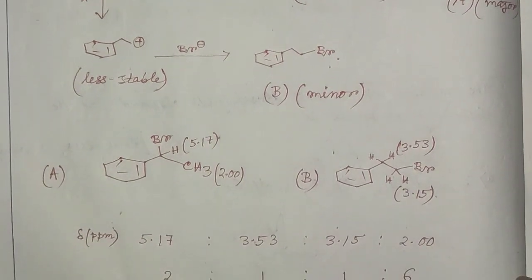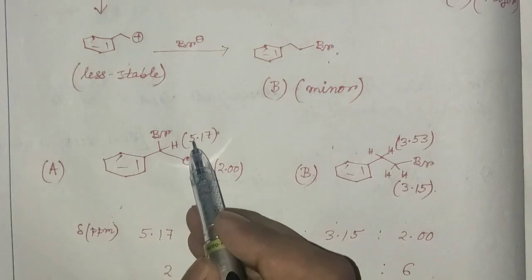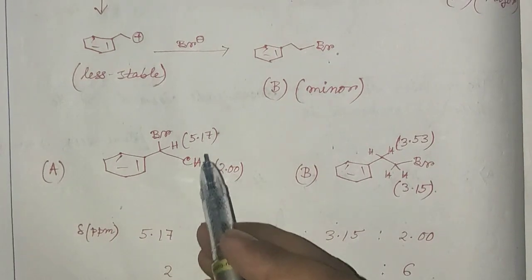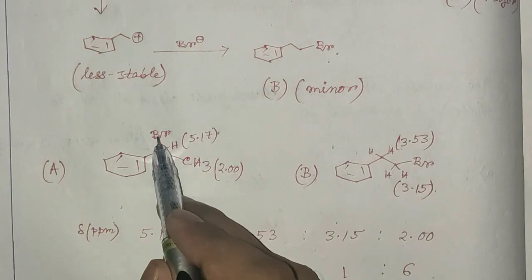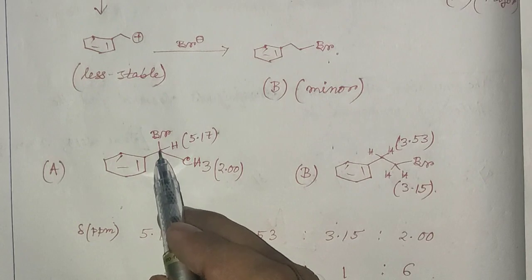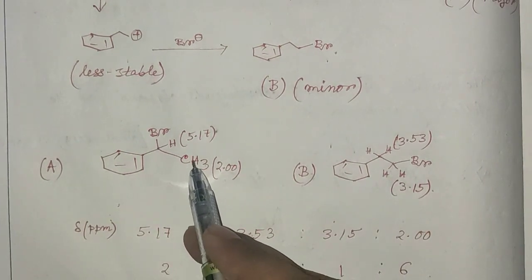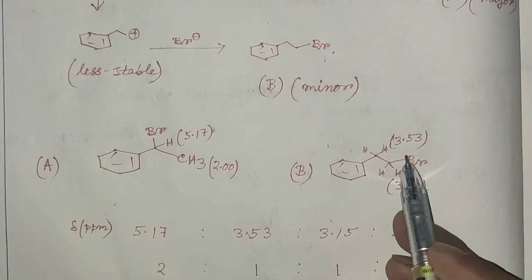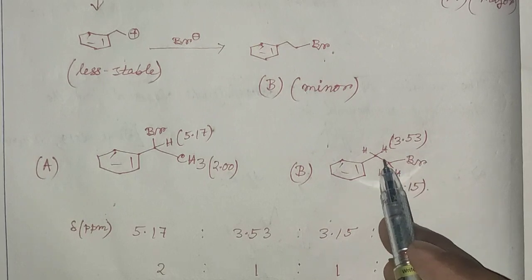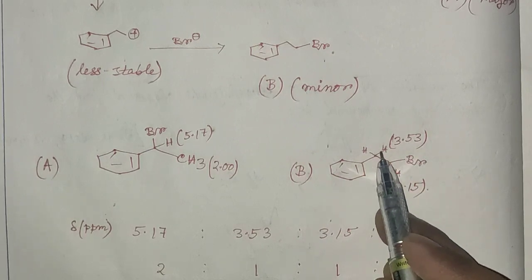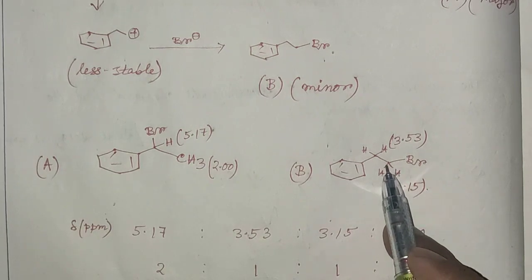Now from the given delta values we can say that the 5.17 ppm value corresponds to this benzylic hydrogen atom at which the electronegative bromine atom is attached. The 2.0 peak corresponds to this methyl group, and the 3.53 ppm value corresponds to these benzylic protons, and the 3.15 value corresponds to this CH2 proton at which the bromine atom is attached.